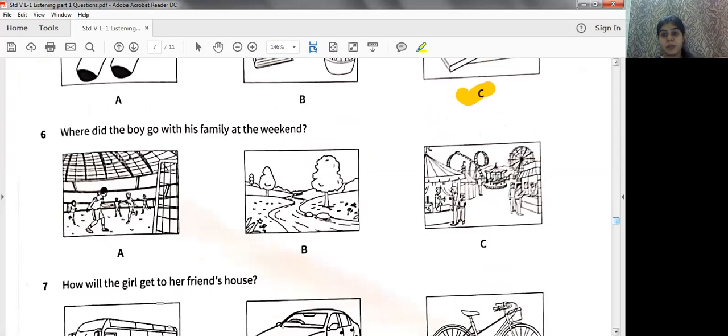Next, now this is pretty confusing, students. Where did the boy go with his family at the weekend? They were planning to go to the fair, which is option C. Then the father says that no, we'll go by the riverside or lakeside. And then he says that the rain started and they needed a place where they could protect themselves from getting wet. Of these three options, the place they can protect themselves is the stadium, because it has a roof which helps protect them from the rain. So the correct option is A.